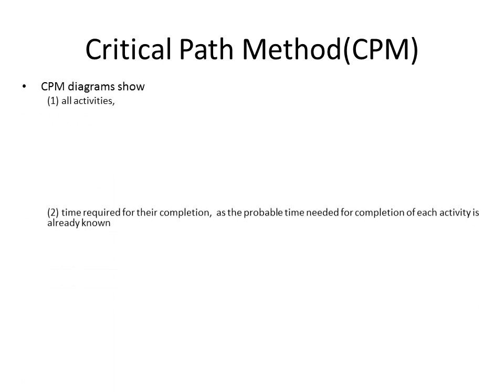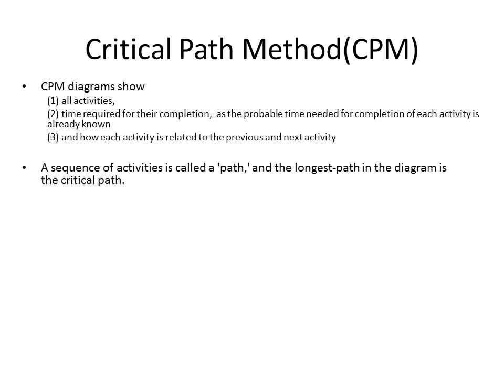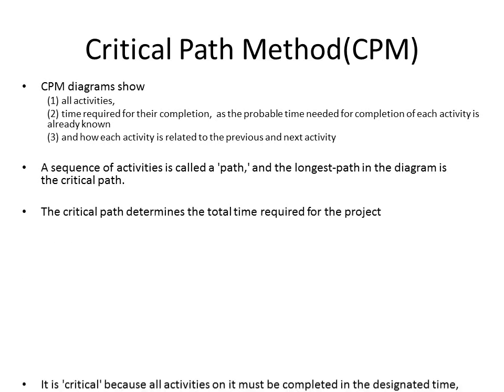Critical path method. CPM diagrams show all the activities in the project and the time required for their completion, because the probable time needed for completion of each activity is already known, and how each activity is related to the previous activity and the next activity. A sequence of activities is called a path, and the longest path in the diagram is called the critical path. This critical path determines the total time that will be required for the project.